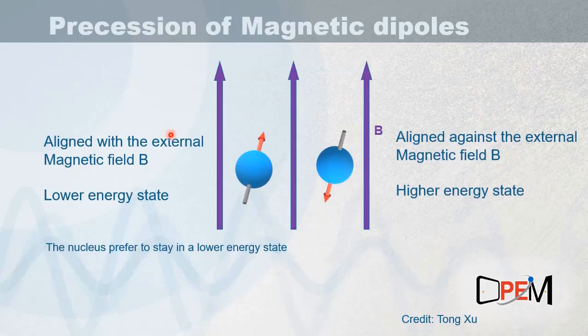There are two types of precession situations. One is the dipole precessing aligned with the external field, like the arrow will point up here. And the other one is the precession against the external field, so the arrow of the dipole points down. The aligned precession has lower energy, and that's the preferred state of the nucleus.